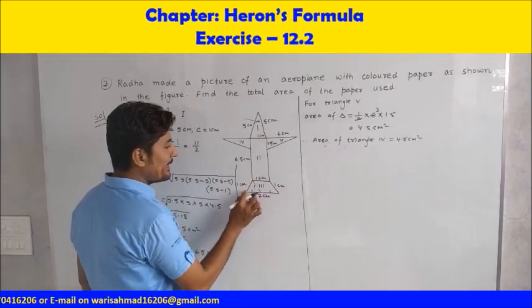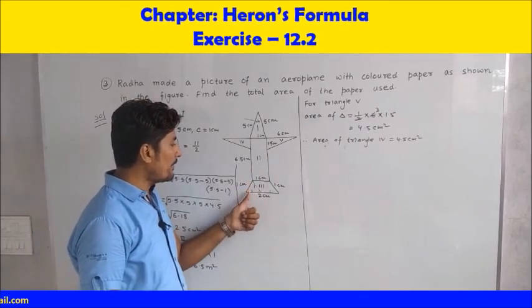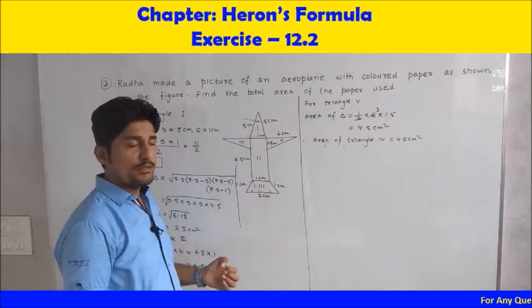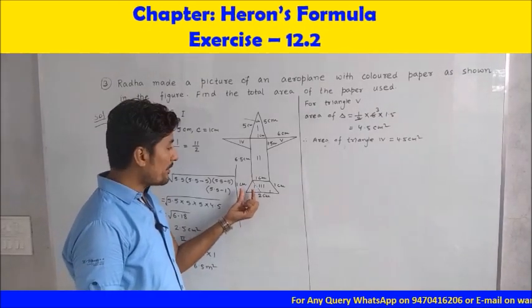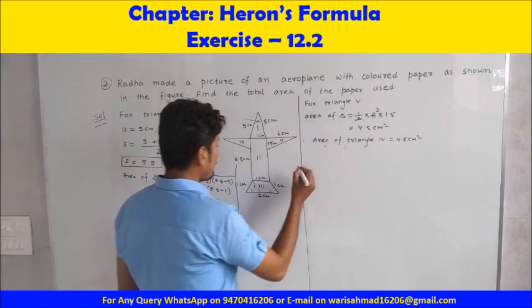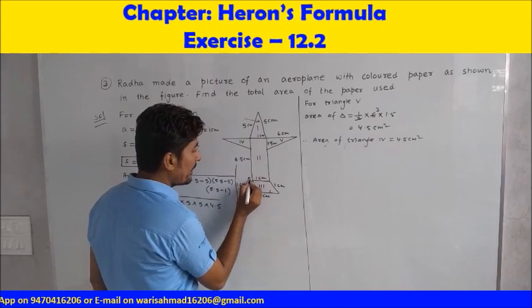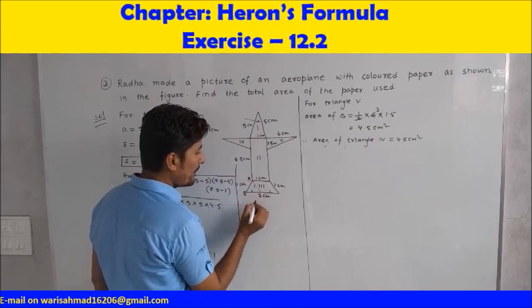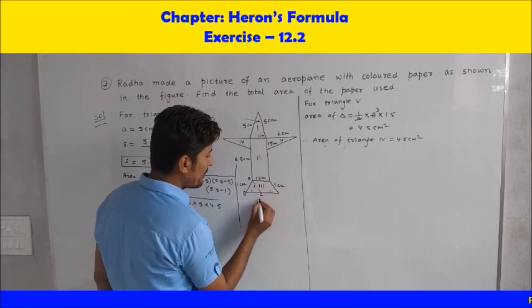Now we got an equilateral triangle. In this equilateral triangle, we have to find the height. So first of all, we will find the area of this equilateral triangle. After finding the area, we can find the height. So suppose the name of this point I am taking A, name of this point I am taking B, while the name of this point I am taking C.